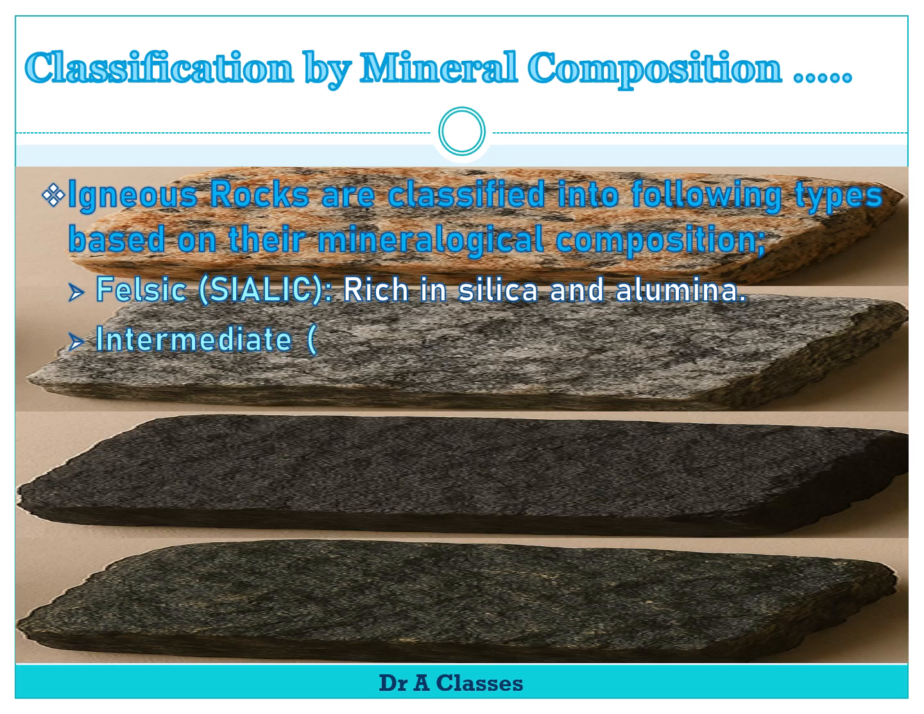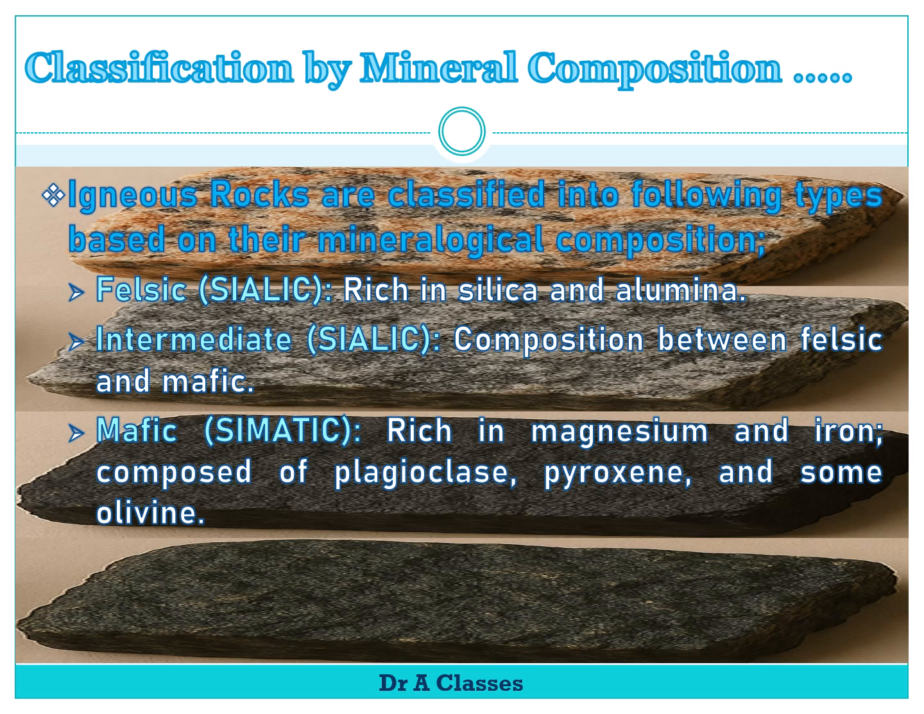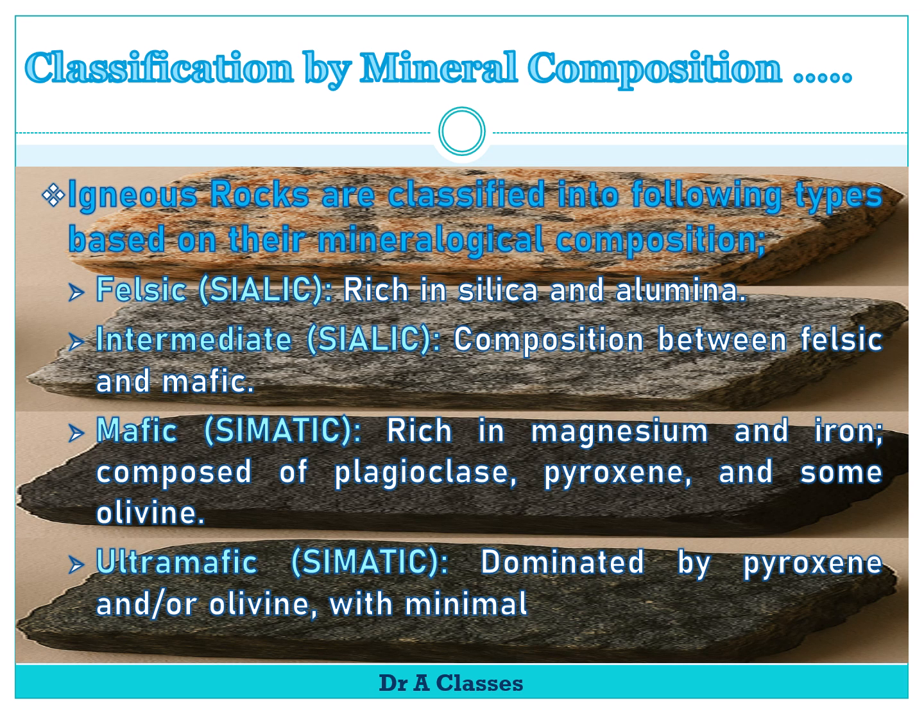Intermediate rocks are balanced but still rich in plagioclase, 20 to 50%, and contain moderate ferromagnesian content. Examples are diorite, intrusive, and andesite, extrusive. Mafic rocks are denser and darker, composed mainly of ferromagnesian minerals and plagioclase. For example, gabbro, intrusive, and basalt, extrusive. Ultramafic rocks are the most magnesium and iron rich, often completely lacking feldspar and quartz. Examples are dunite, pyroxenite, and peridotite, all intrusive.